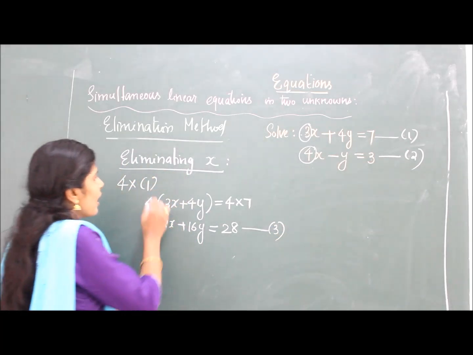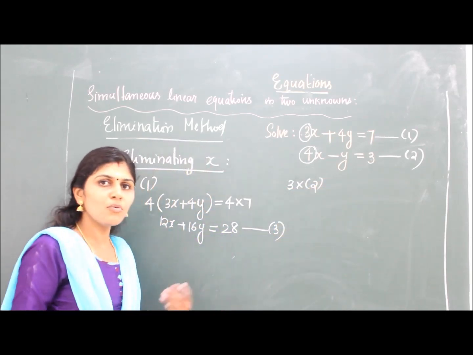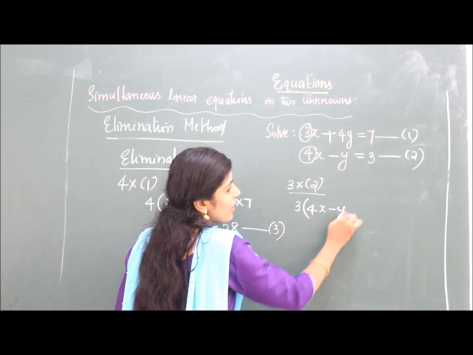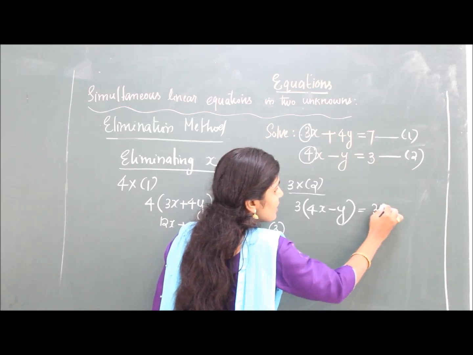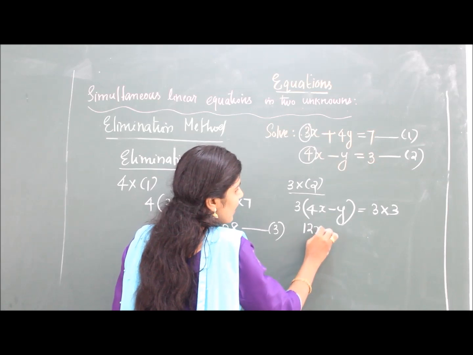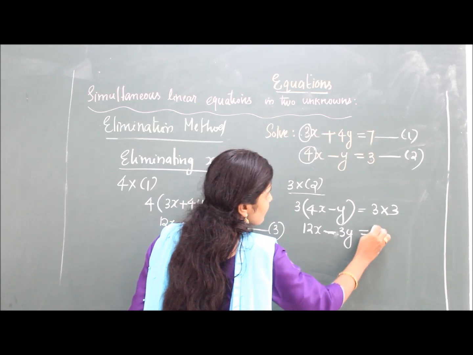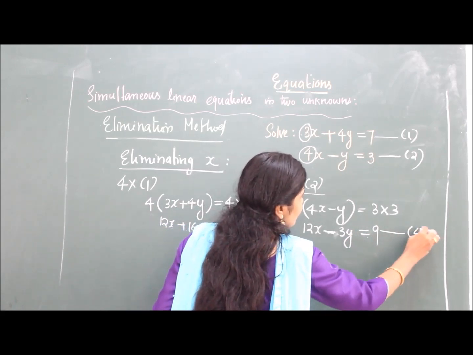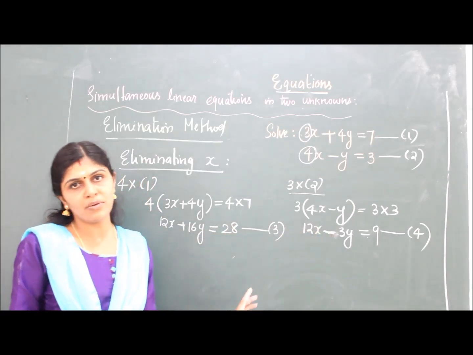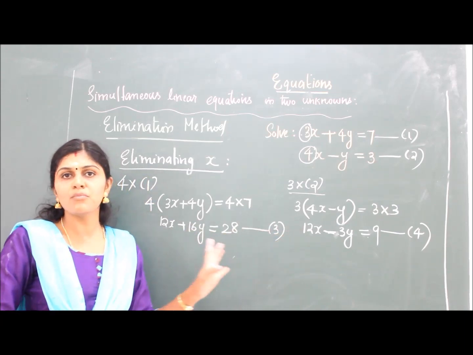Now what am I going to do? I am going to multiply the second equation by 3. So what will I get? 3 times (4x minus y) is equal to 3 times 3. Now 3 fours are 12x minus 3y is equal to 3 threes are 9. This is my fourth equation. Now when you compare the third equation and the fourth equation, you can see that the coefficients of x are the same in both equations.